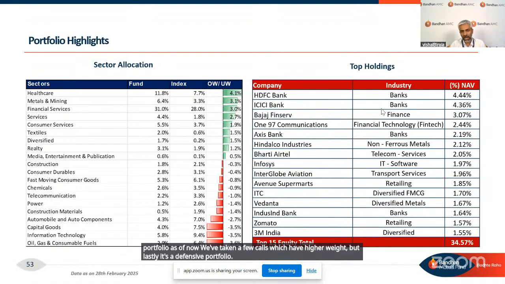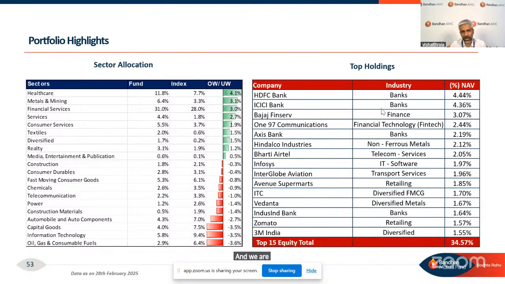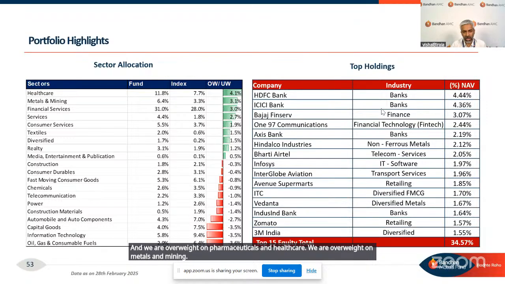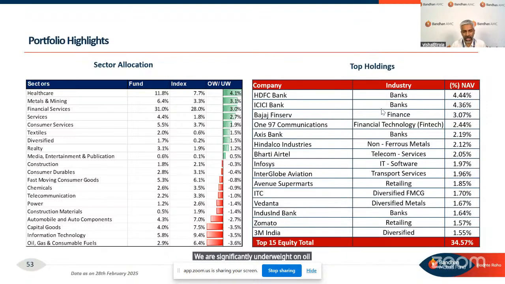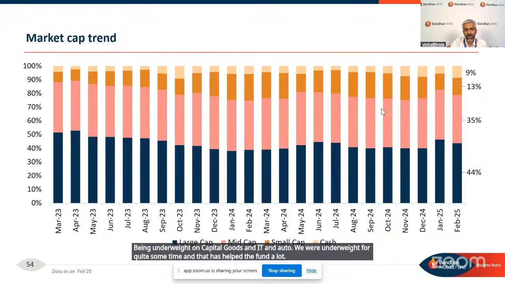And we are overweight on pharmaceuticals and healthcare. We are overweight on metals and mining. We are significantly underweight on oil and gas, IT and capital goods. Being underweight on capital goods, IT and auto, we were underweight for quite some time, and that has helped the fund a lot. So yeah.